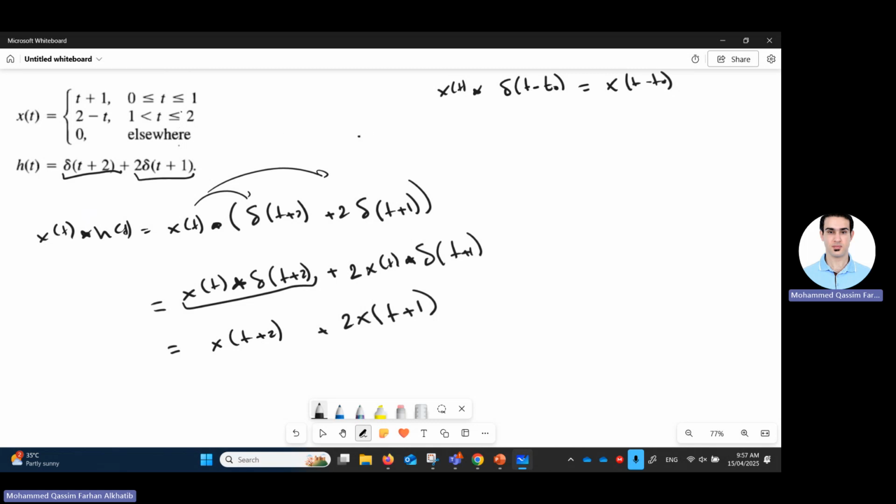So when you plot this, let's assume this is t. Now, this function is t plus 1 from 0 to 1. So at 0, how much is the value? So I have the points 0, 1, 2, 3. From 0 to 1, at 0, the value is 1. And at 1, the value is 2. So that's the first part of the function.